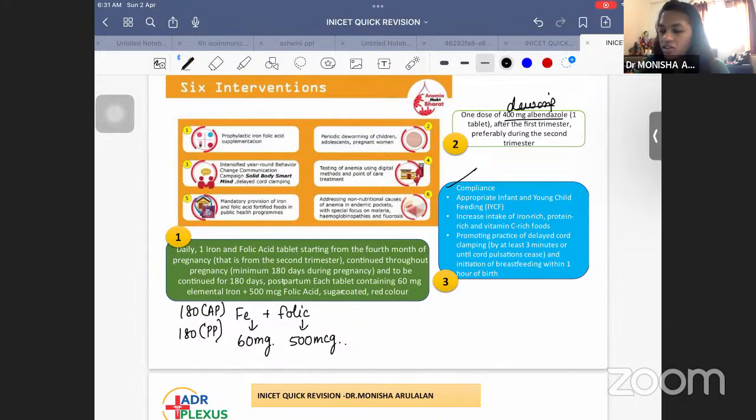Appropriate infant and young child feeding. So teaching the mothers the correct way of feeding, promoting the practice of delayed cord clamping. When you say delayed, it is after the stoppage of pulsation, or to be very precise, at least 3 minutes. And initiation of breastfeeding within 1 hour of birth. So these are the very, very important things they have mentioned in Anemia Mukt Bharat.